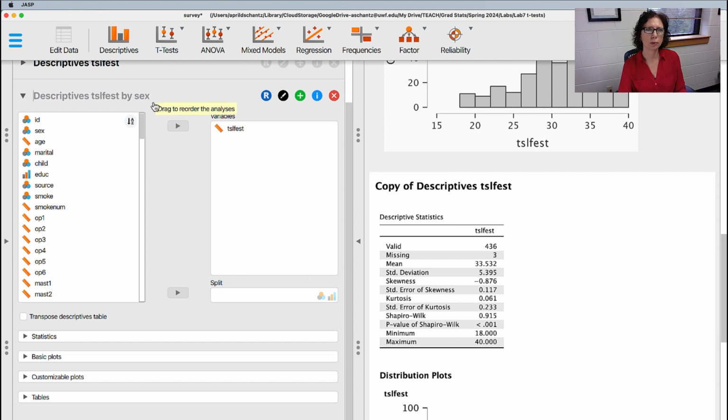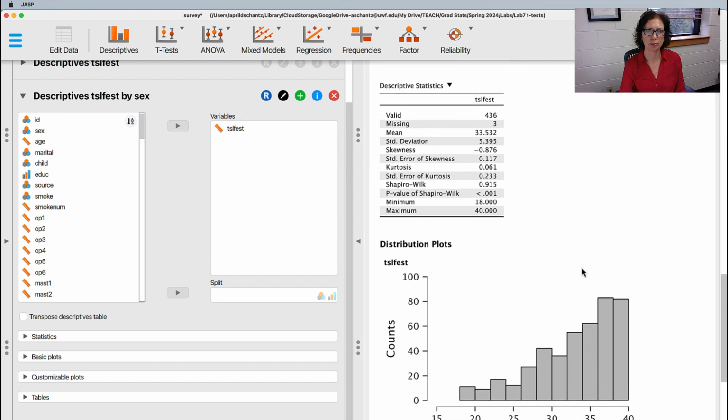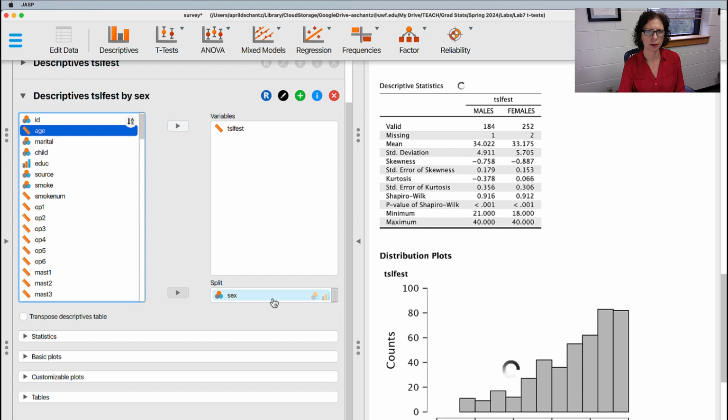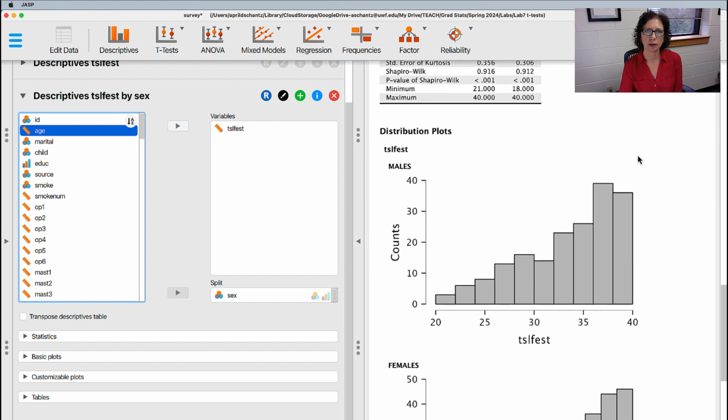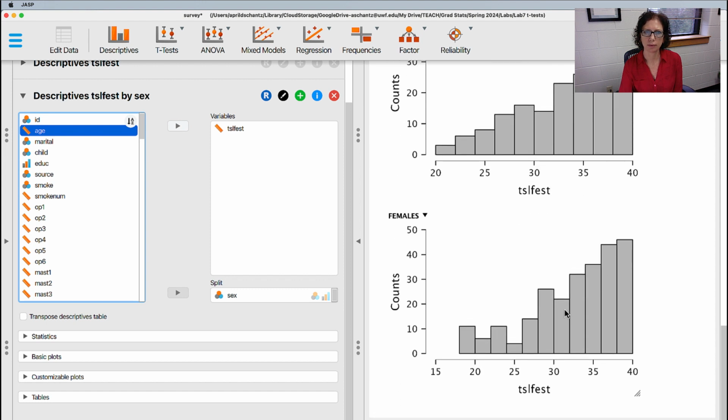We'll get a little more detail on this one. We already have the same information that we had before, but now we're going to go over here and grab the sex variable, our grouping variable, and put it down here in the split area. And as it updates, we see now our mean and standard deviation for self-esteem across the male group and across the female group. We even have our distribution plots for males and females.